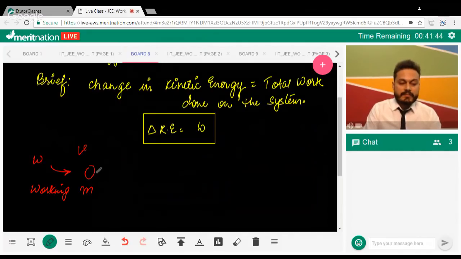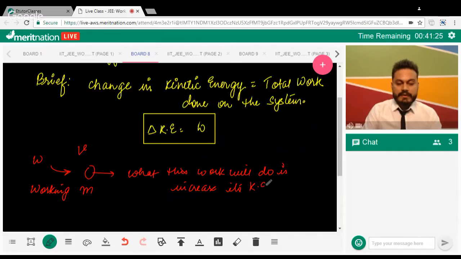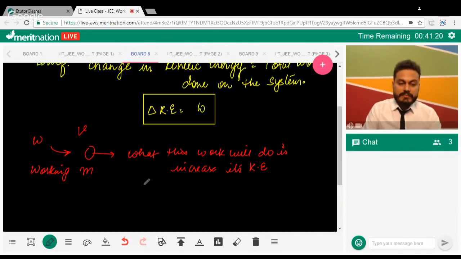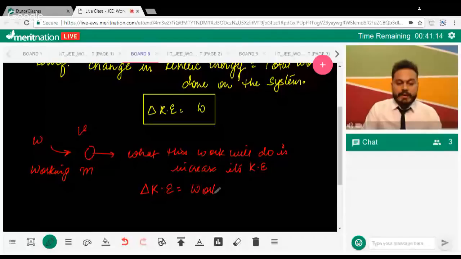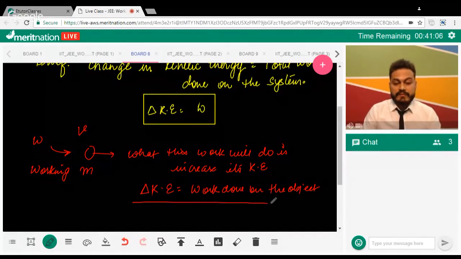If we are doing some work on that object, the question that comes to my mind, and should come to yours as well, is what this work will do. What this work will do is increase its kinetic energy. That is an easier form of the work energy theorem. So change in kinetic energy is equal to the work done on the object. How many of you are well aware of this thing?